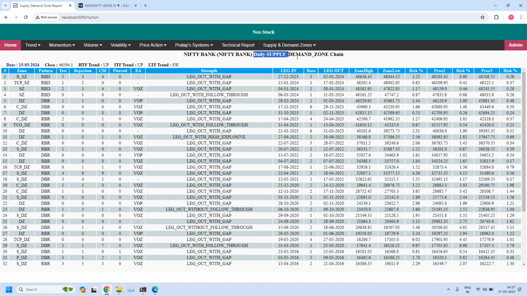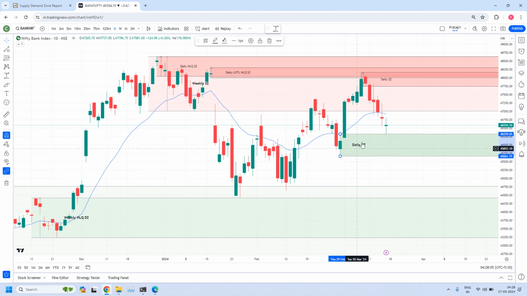See here, daily supply demand zone chain. Because the current time frame is daily, LTF means the daily trend is sideways. Currently Nifty's trend is sideways. This sideways will be changed to downtrend if this demand zone is violated, which is very dangerous. So that's why we should be very careful. But this daily demand zone, how strong it is, we never know. Once we go to lower time frames, if there are any high liquidity zones in the lower time frame, probably they will hold for some time. So that we will understand once we get into that.